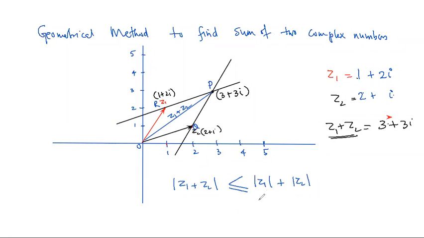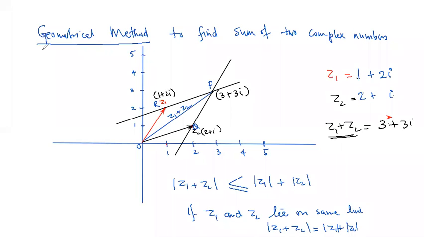They can be equal if Z1 and Z2 lie on the same line. Then modulus of Z1 plus modulus of Z2 will be equal. They both will be equal. Not only the same line, their argument should be the same. Then only this will happen. Okay? Is this concept, the geometrical method, clear to you? Yes, sir.